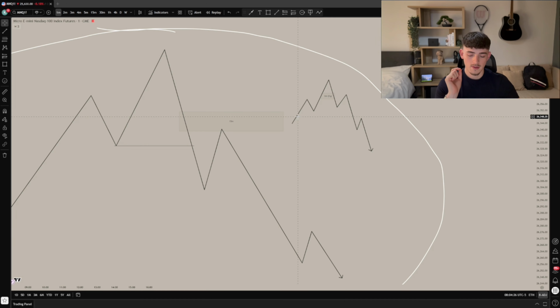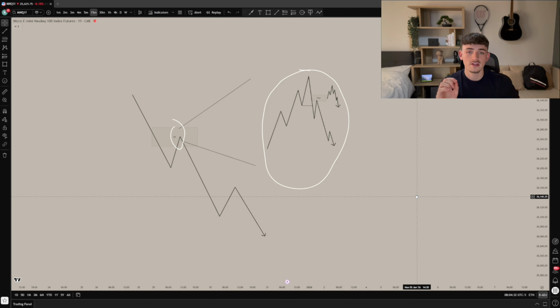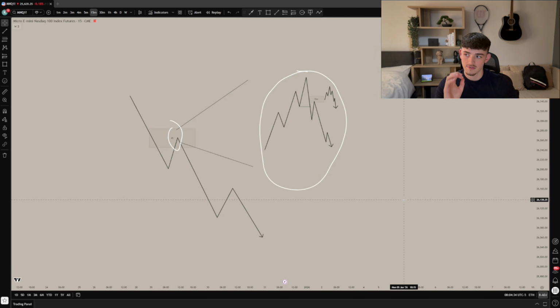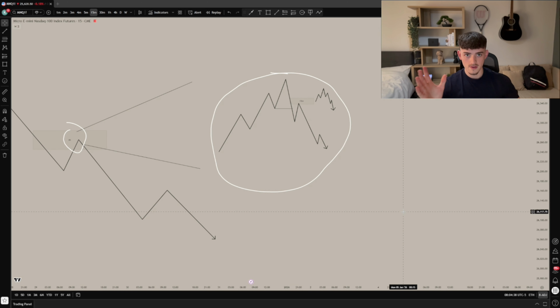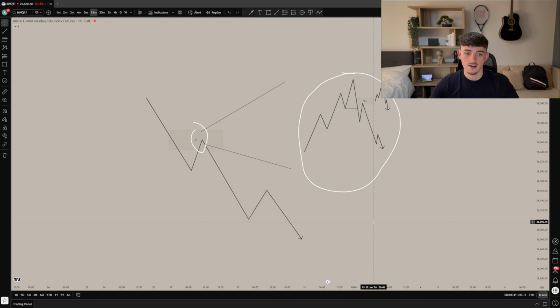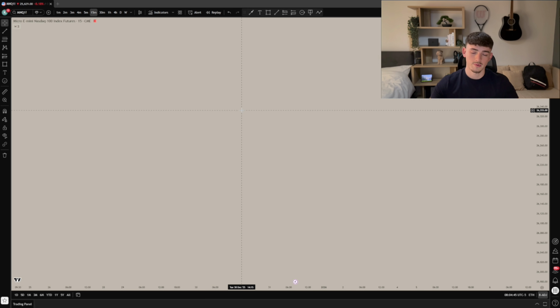So now the 1 minute is aligned with the 4 hour, so is the 15 minute, and so is the 1 hour. So the probability of this moving down is very, very significantly increased due to the alignment of all the time frames. Okay, so that is the importance of the higher time frame when it comes to market structure. So I hope that's helped.